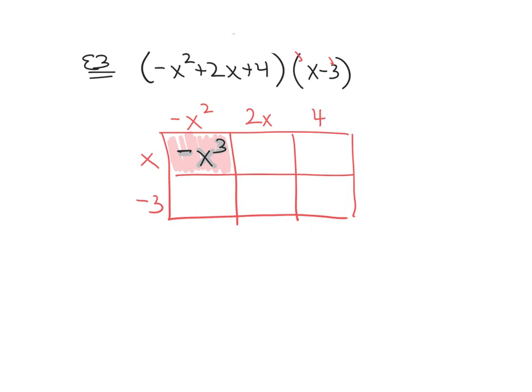Then we're going to go to the next one, and we're going to put in there x times 2x. And when we do x times 2x, it becomes 2x squared. And then the last box, we're going to do x times 4.